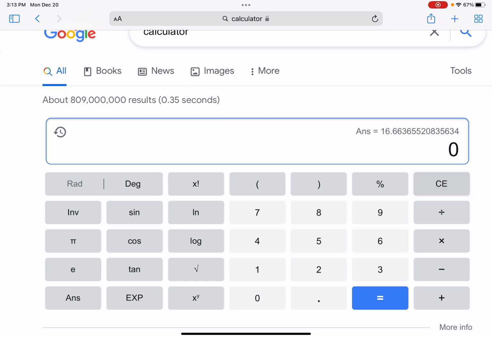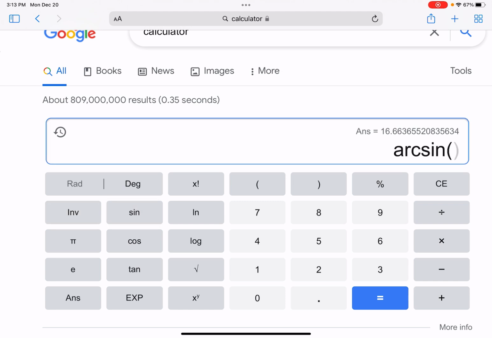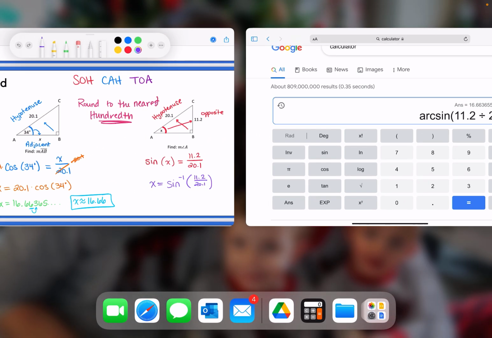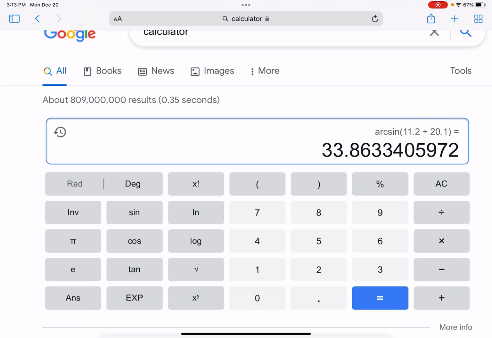But again, if I go back to the very beginning, right, I hit the inverse button over here, and I want the inverse sine, and it will show up as arc sine, and that's okay. And then I'm just going to type in my fraction, 11.2 divided by 20.1. So that should look exactly how we had it, right? Inverse sine of 11.2 over 20.1. If you're using your handheld calculator, it stays as the inverse sine. For you, you would have to hit second and then the sine button, and that'll be the inverse sine. And then we just figure out what we get.